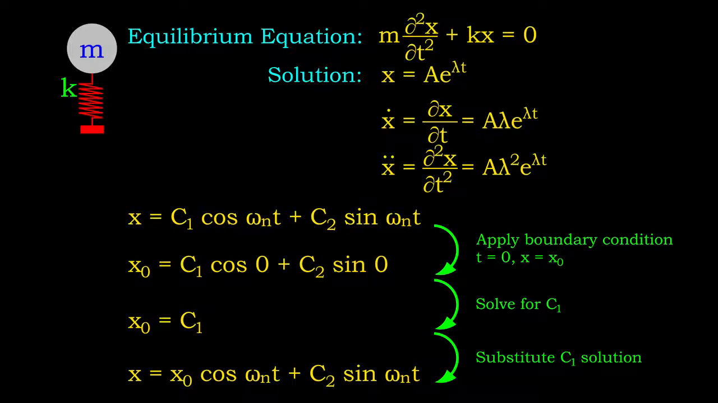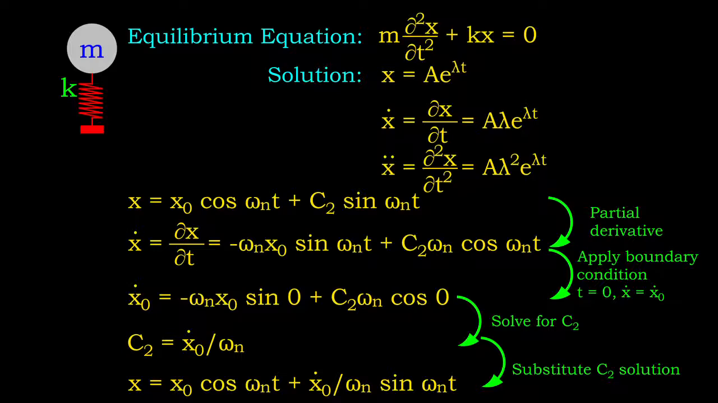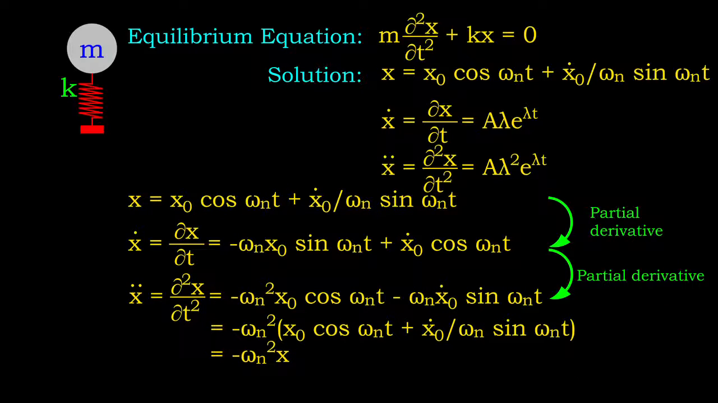By applying the initial conditions, we know the first constant C1 equals the initial displacement. Next, we define the partial derivative of the solution for x that consists of C1 and C2. Again, by applying the initial condition, we solve for C2 as well. Thus, we have now obtained another form of solution for x, and that for acceleration from second-order differentiation.